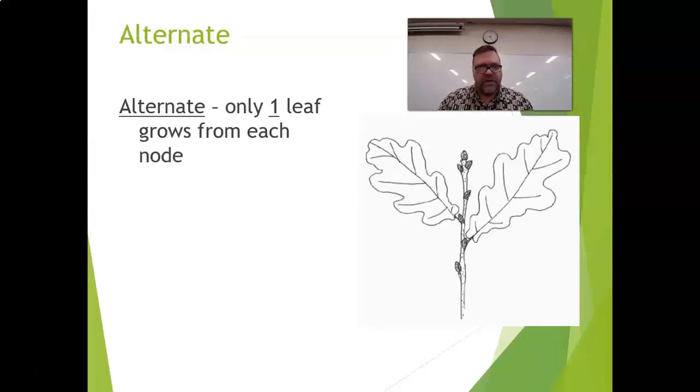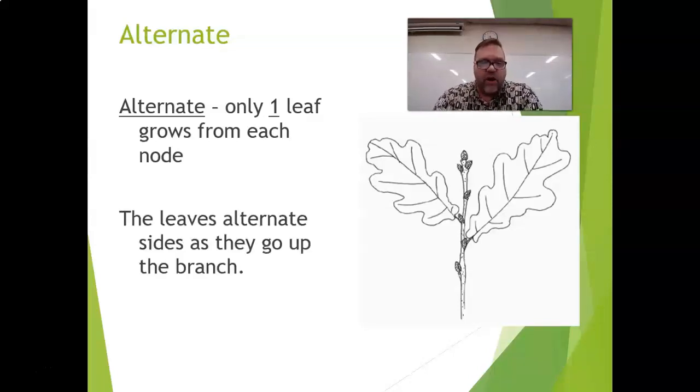Alternate. Alternate is only one leaf grows from each node. It usually goes to the left and then to the right, to the left and to the right. They alternate sides as they go up the branch. It's pretty easy to see there. Some examples would be the apple, the oak, and the birch. So these are alternate leaf arrangements. They alternate, one on the left, then one on the right, left, right, as they go up and down.